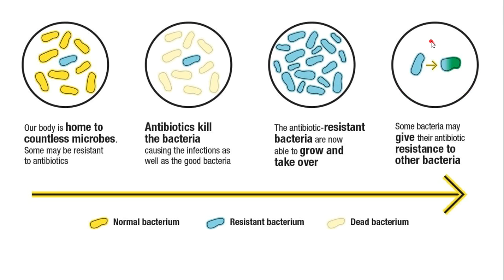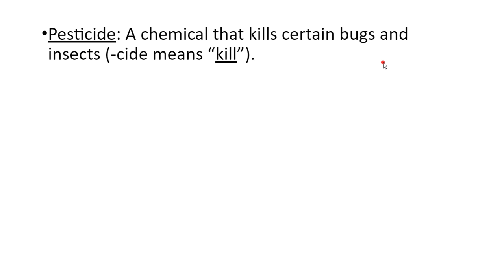This is a unique form of asexual reproduction known as conjugation. So we now have bacteria inside of our body that is resistant to that antibiotic. Okay, back to the middle of our foldable.